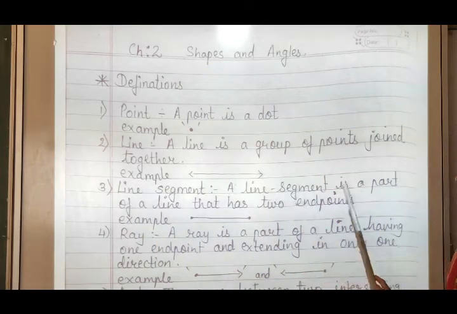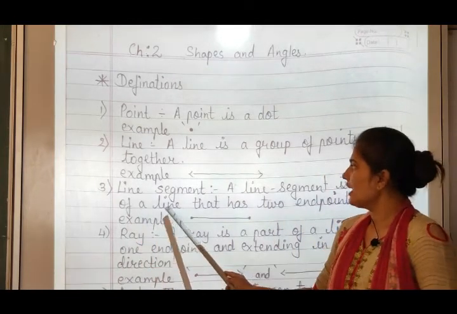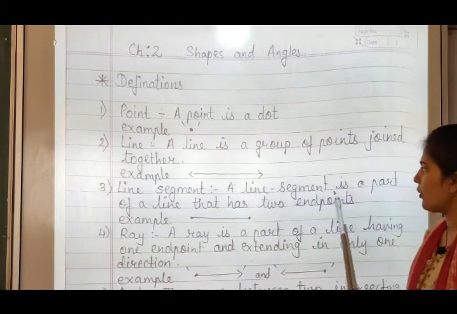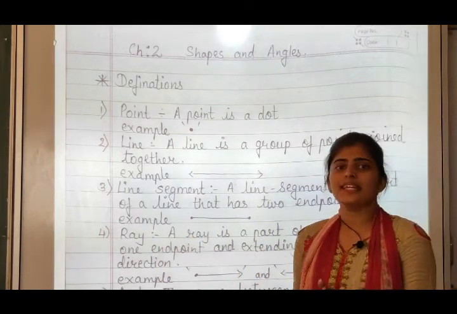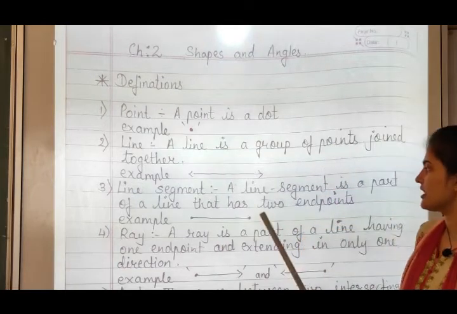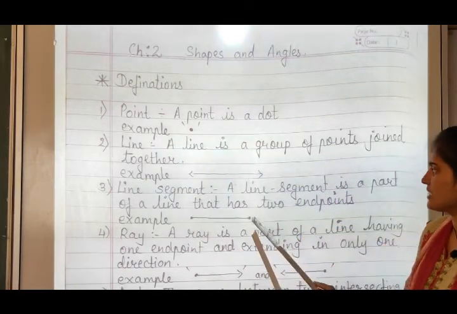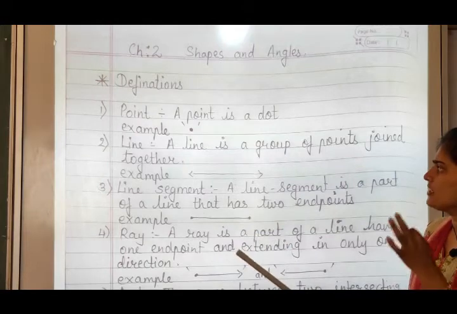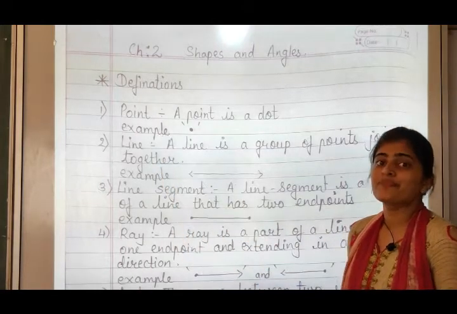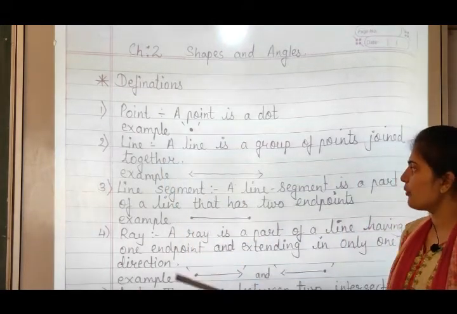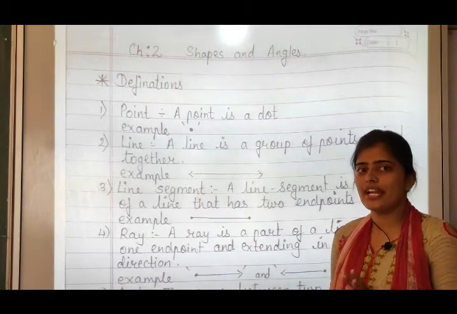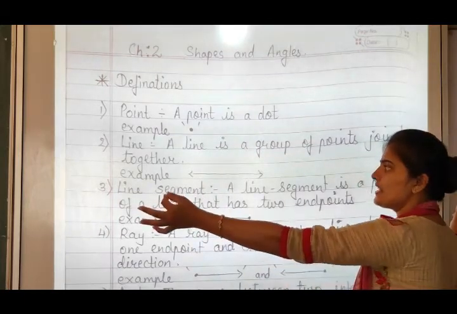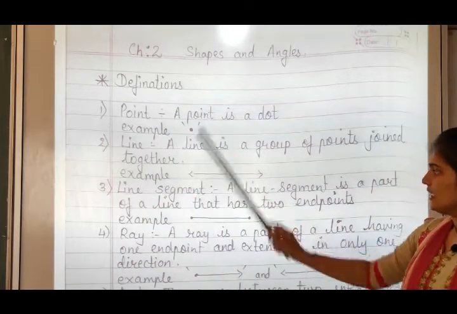Now third is line segment. A line segment is a part of a line that has two endpoints. Example, here you can see two endpoints are there, means a starting point and an ending point. This is the starting point and this is the ending point. Now what is the difference between line and line segment? A line segment has a starting point and an ending point, but a line doesn't have any starting or ending point. You can extend it as much as you want for the line.